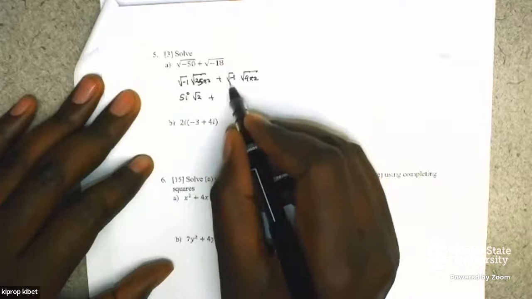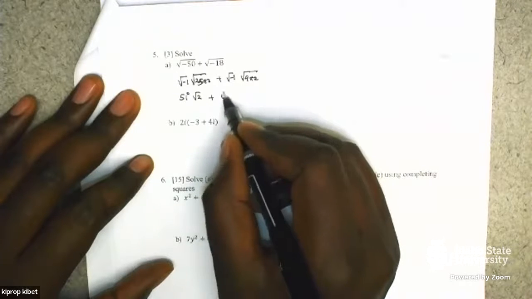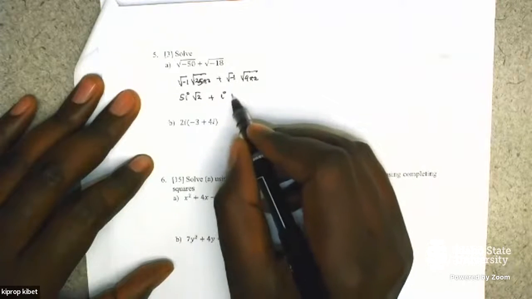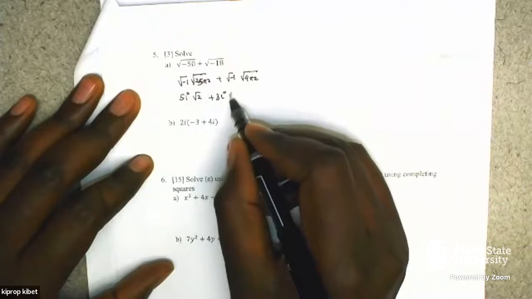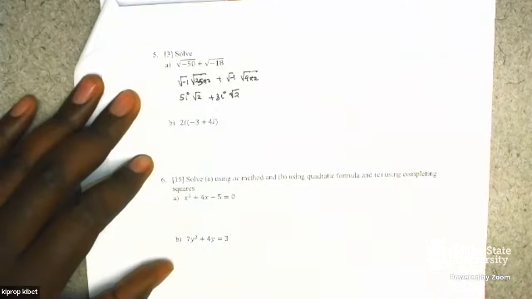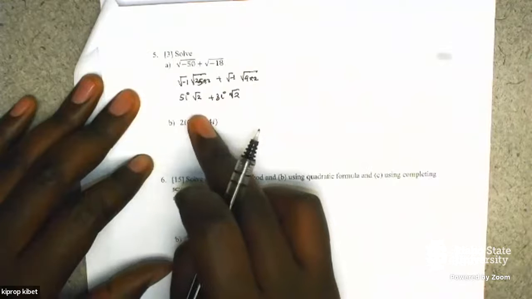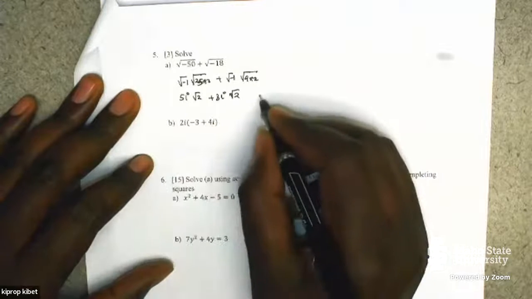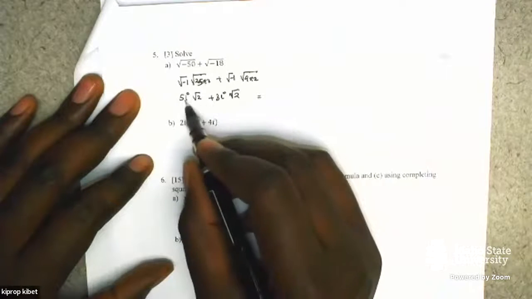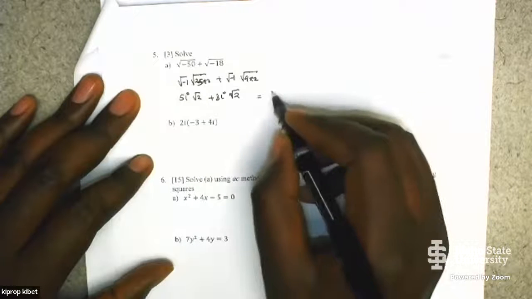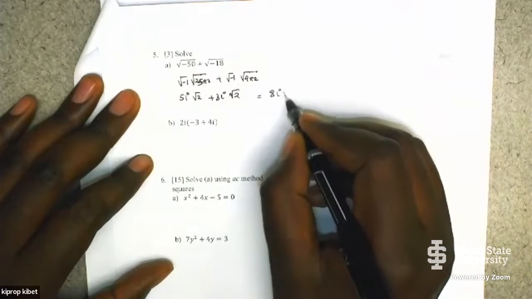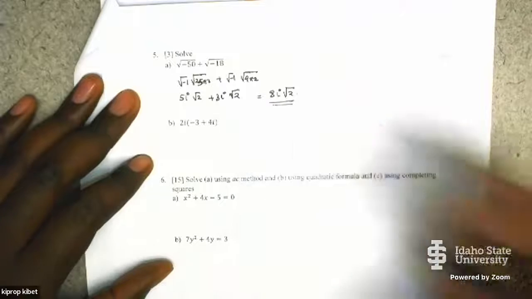Plus, this is the root of -1 is i. The root of 9 is 3i. The root of 2. You factor out what? The root of 2. So when you factor out the root of 2, then it means 5i plus 3i is equals to what? 8i root 2.